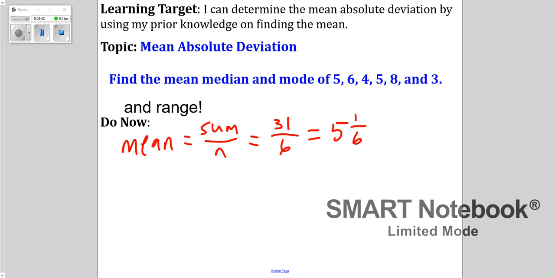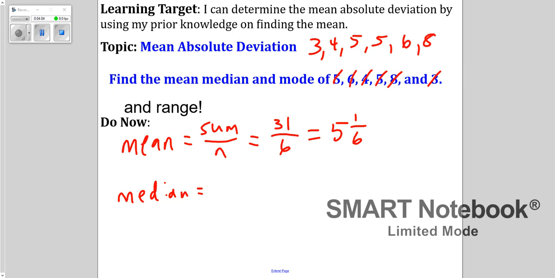So that's the mean. The median is the middle number of an ordered list. Well, the list is not in order right now, so you can't find the median. You have to put it in order. 3, 4, and I like to cross them off as I'm going, so I know I didn't miss any. And if I did miss any, I'm going to have to restart. When you're done, you should count them to make sure that you got all of them. 1, 2, 3, 4, 5, 6.